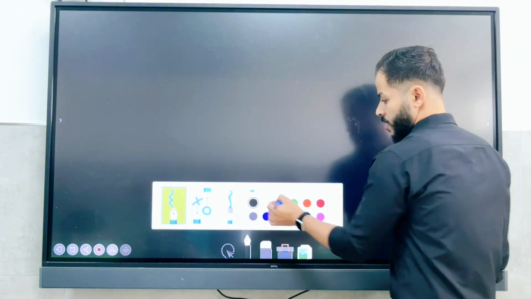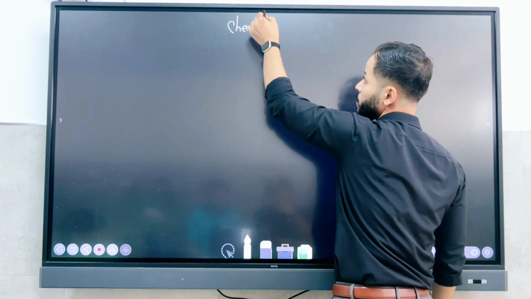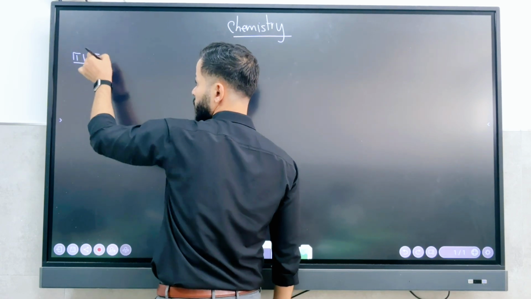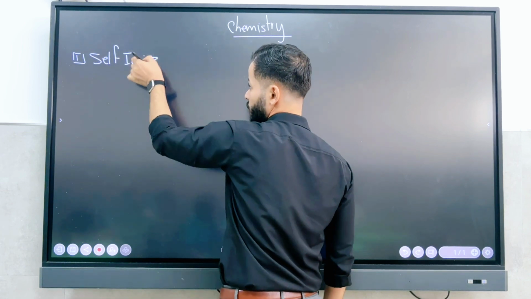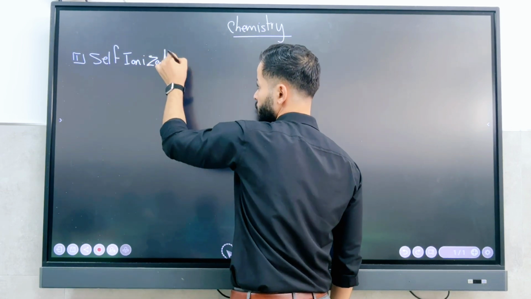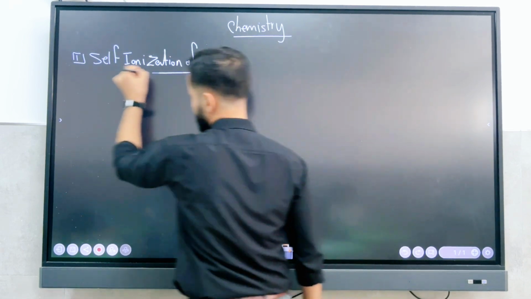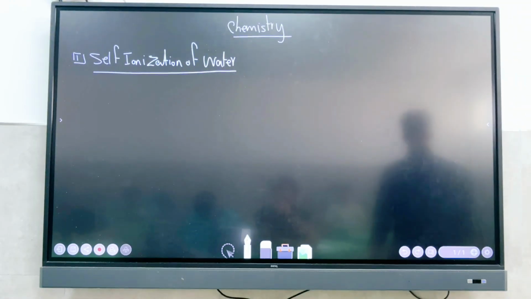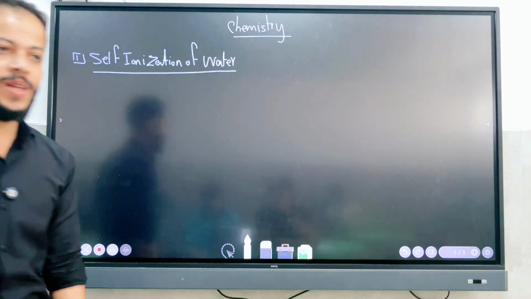Okay. So the first main idea here in the book is the self-ionization of water. From the name, ionization means that the molecules will separate to form what? To form what, Ahmed? Ions. We need to explain how that happened.